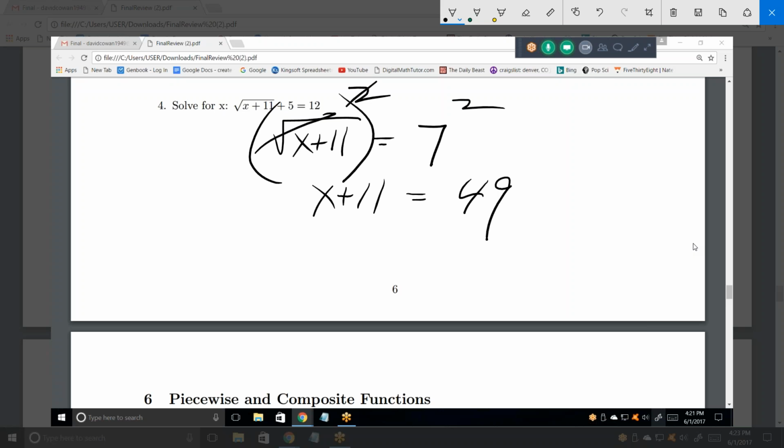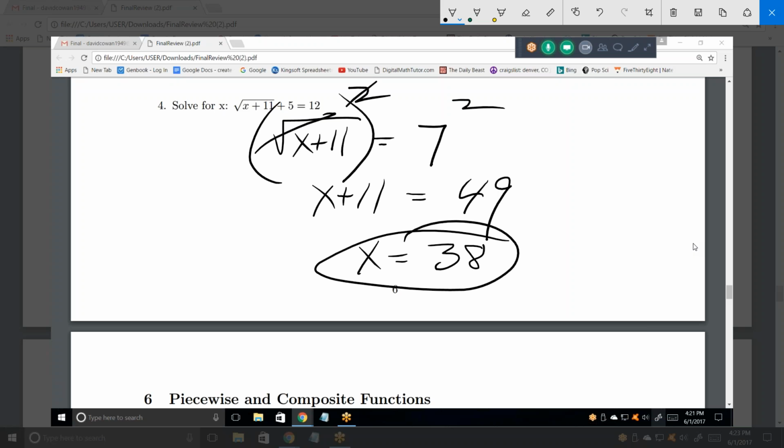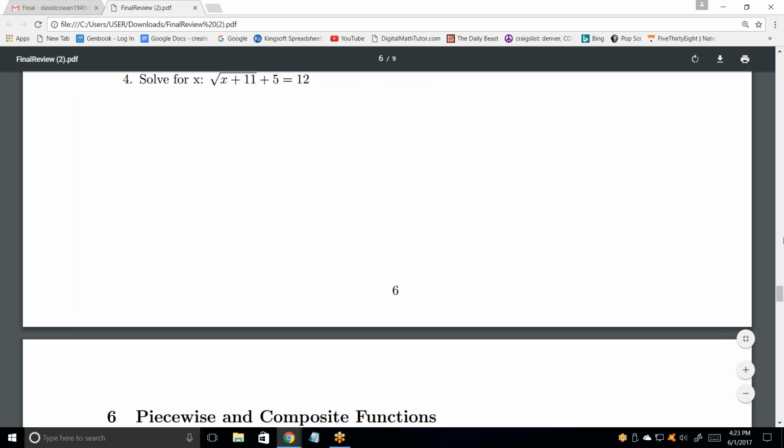Okay. And now there's one more step. You've got to subtract 11 from both sides. So there's your answer. So x equals 38.